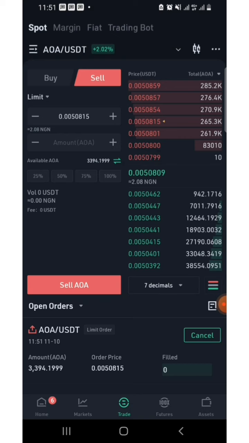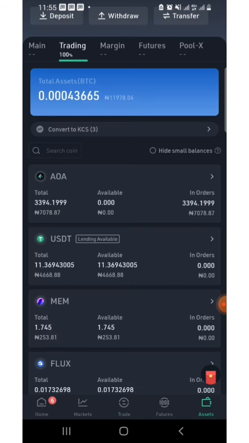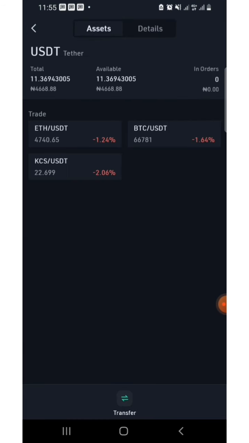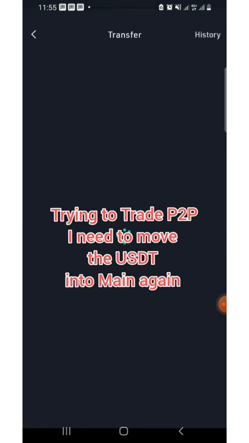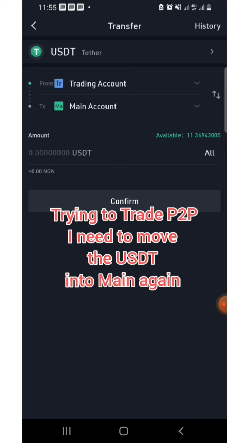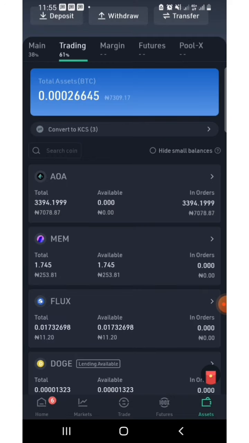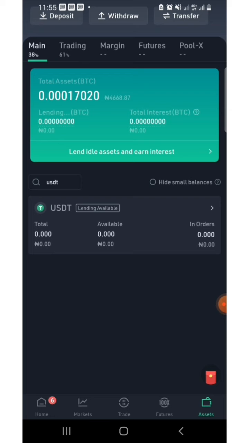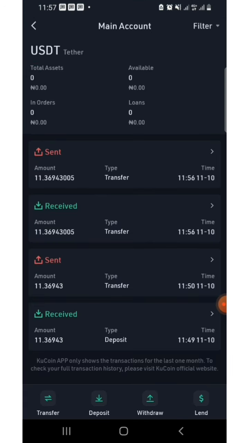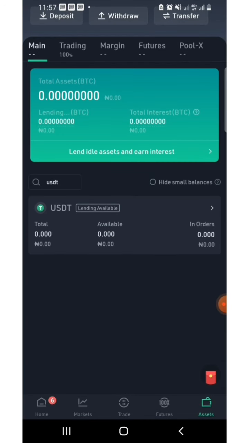Now this order is not yet filled. That's why you see it writing 0. Once it gets to that price and it fills, it will purchase. Now to trade P2P, you need to move your money from trading wallet into main account back, which is what I've done here, just as if you are depositing afresh. From your main account, you can see that the money did not reduce from what you sent because there is no gas fee for sending between your accounts.